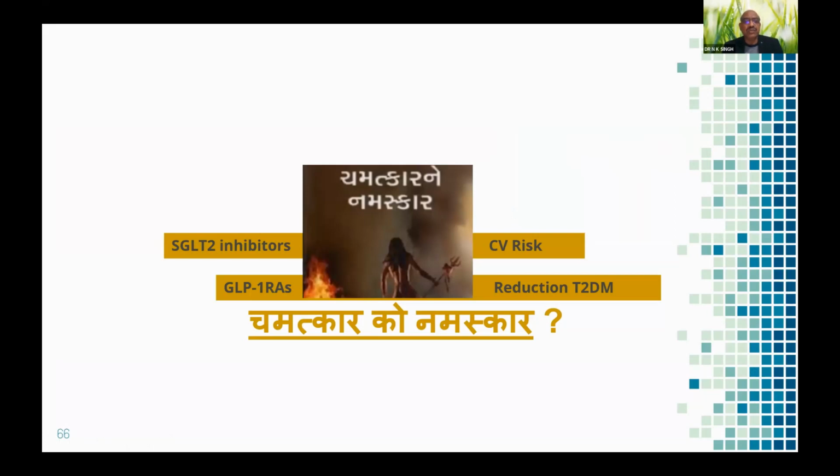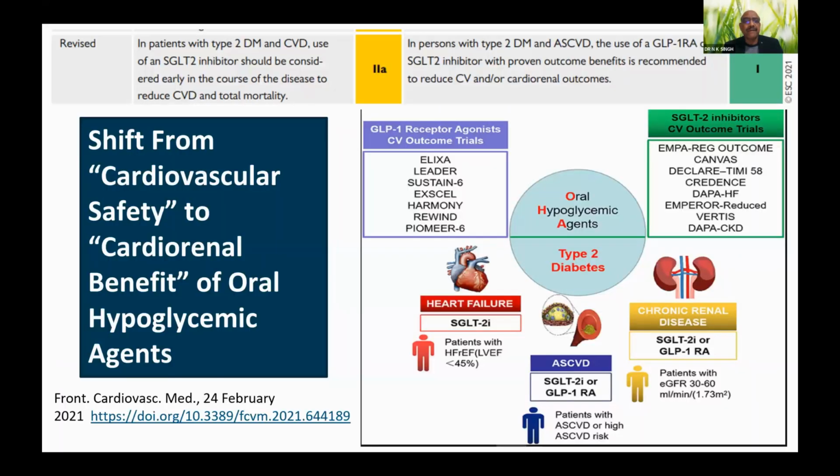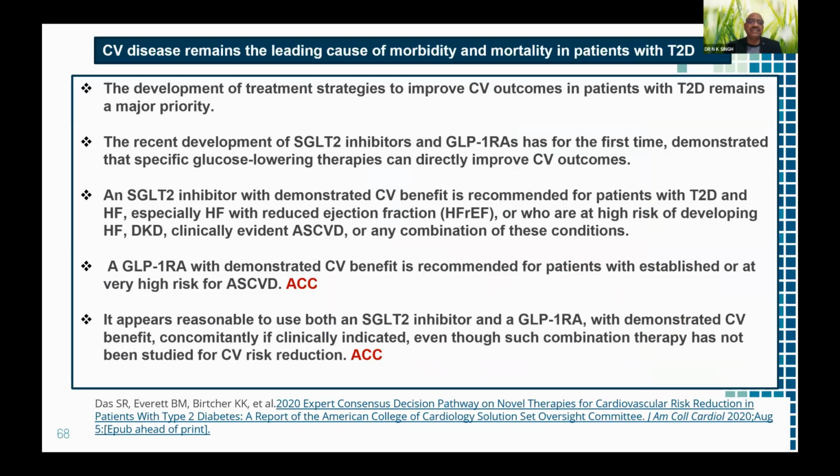The last point is using SGLT2 inhibitors for risk reduction, the shift from cardiovascular safety to cardiorenal benefit of oral hypoglycemic agents. It is a big story, but I will only say here that CV disease remains the leading cause of morbidity and mortality in patients with type 2 diabetes. Considering this, the development of SGLT2 inhibitors and GLP-1 RA has for the first time demonstrated that specific glucose-lowering therapies can directly improve CV outcomes.